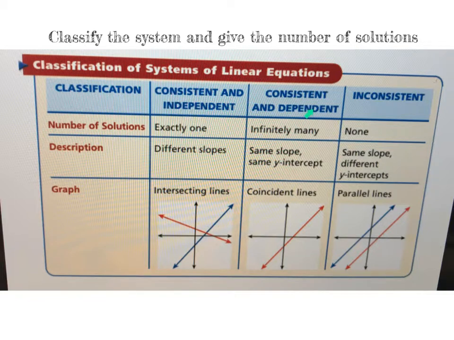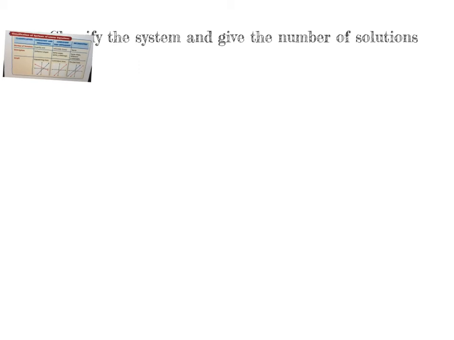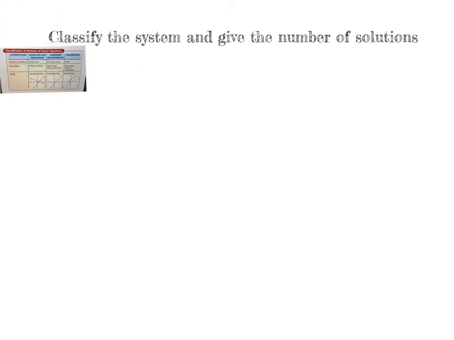And if it's dependent, it means that basically you have the same slope, the same y-intercept, and you're the same line. On the other hand, if you have no solution because your lines are parallel and you don't have the same y-intercept, then it's called inconsistent. So keep that in your mind when you're going through these.